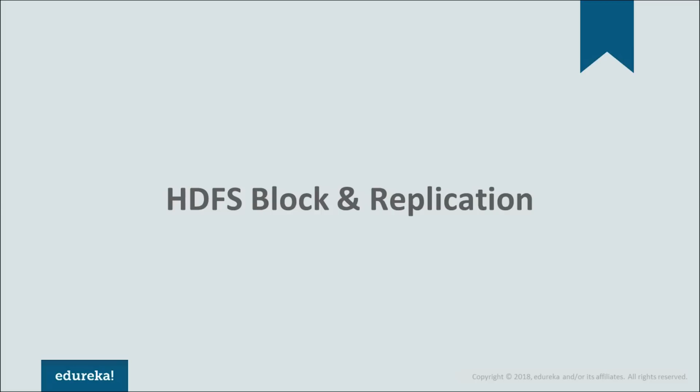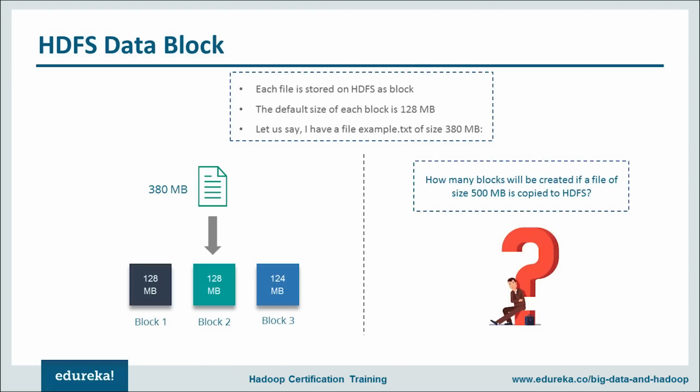Now let's talk about HDFS block replication, and since I've been telling you that HDFS is a fault-tolerant system, let's see how. Each file is stored in HDFS as blocks. Whenever you dump a file into HDFS, it breaks down into different blocks, and it is distributed across your Hadoop cluster, and the default size of each block is 128 megabytes. Now let's say I've got a file of 380 megabytes, so it will be divided into 3 blocks. The first block will be 128 megabytes, the second will be 128 megabytes, and the third will occupy whatever the remaining size of the file is, which happens to be 124 megabytes.